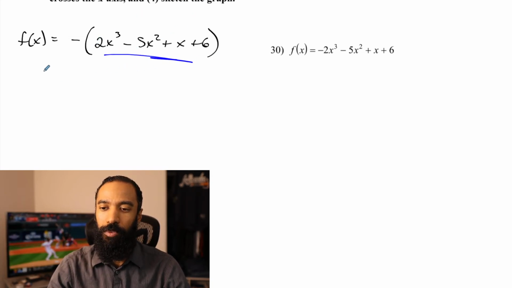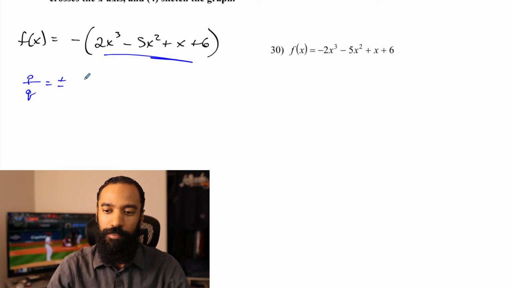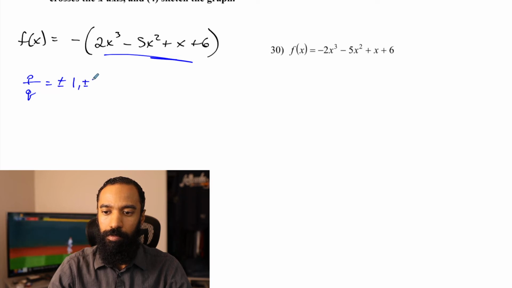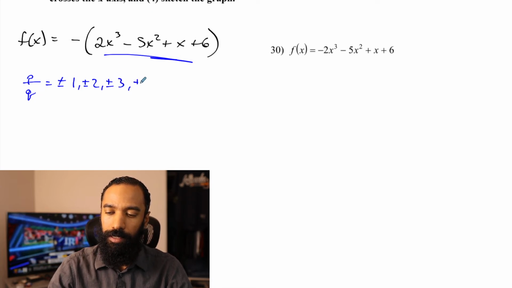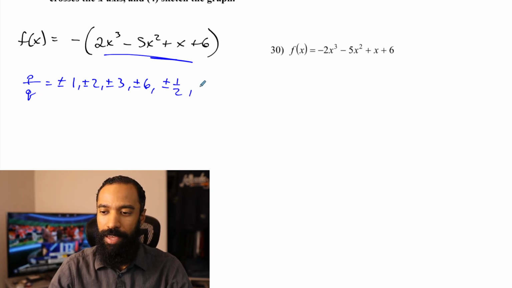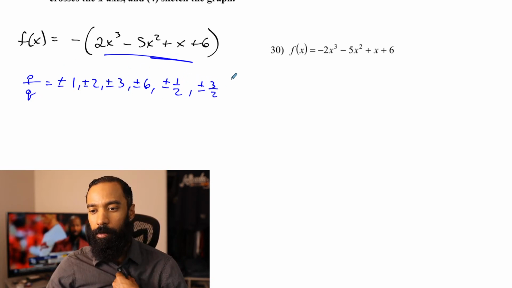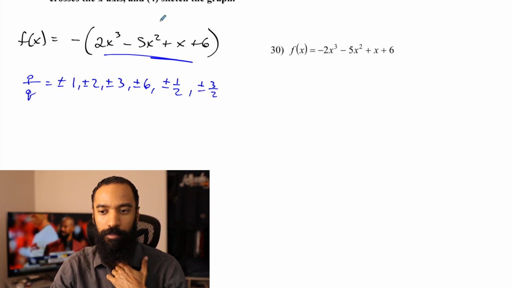All right, rational root theorem right here on this guy. We're going to do p over q, factors of 6 over factors of 2. So plus or minus 1, 2, 3, and 6. And then divide some of these numbers by 2. 1 divided by 2 is 1/2. 2 divided by 2 is 1. 3 divided by 2 is 3/2. 6 divided by 2 is 3. These are the possible rational roots. We're obviously going to test 1, negative 1, things like that. I'm hoping for something small to start.